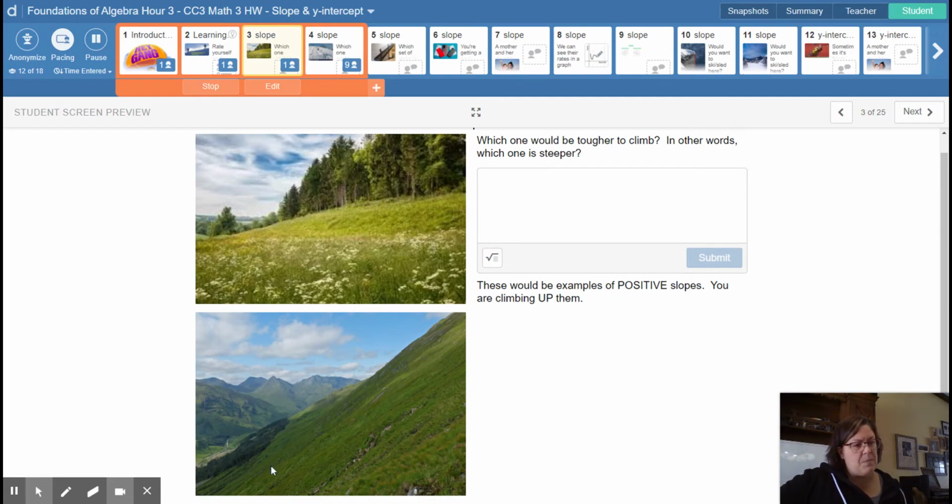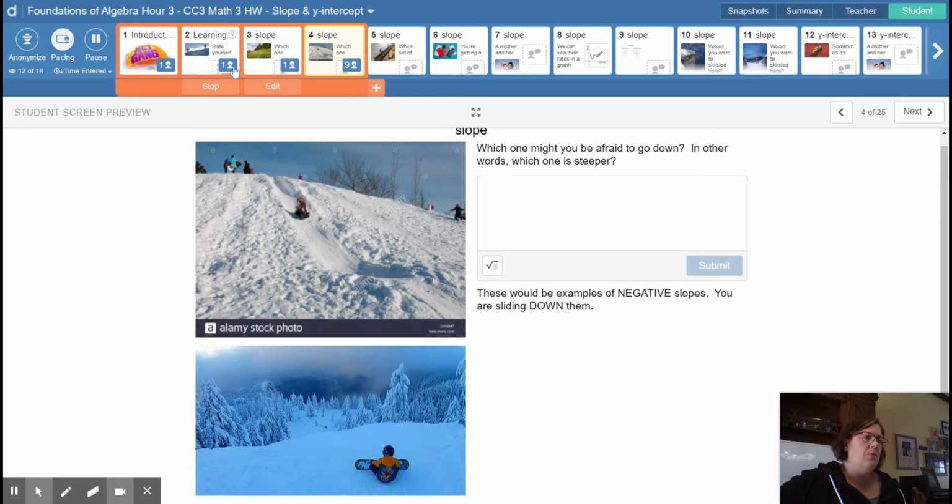And anytime we're at the base of a hill and we go up to the right, that is considered a positive slope. And now students are responding to the question of number 4 on slide 4. Even if they love skiing and snowboarding and are a beast at it, which one might be a little bit more unnerving?